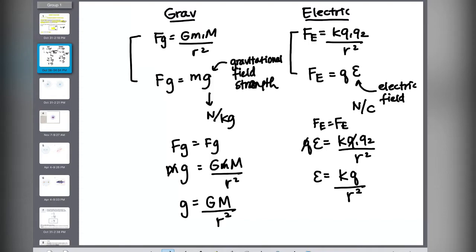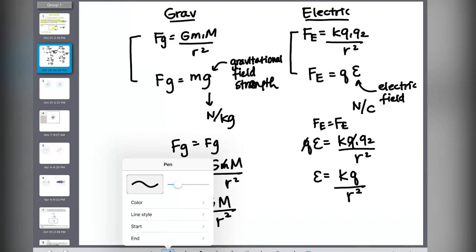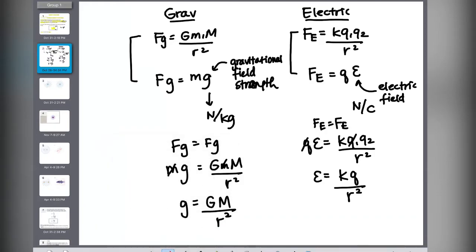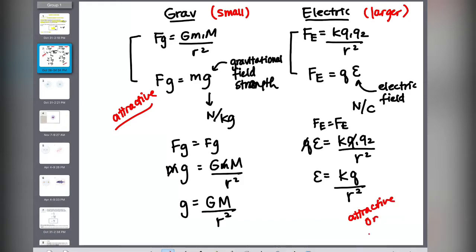The only thing that's different between gravity and electric, well, there's a couple other things too. Like if you remember, gravitational force and field are really, really small. Electric is slightly larger. But the other thing is gravitational is always only attractive, right? It can only point one direction. But this one could be attractive or repulsive, depending. So the similarities and differences, you have to be careful.